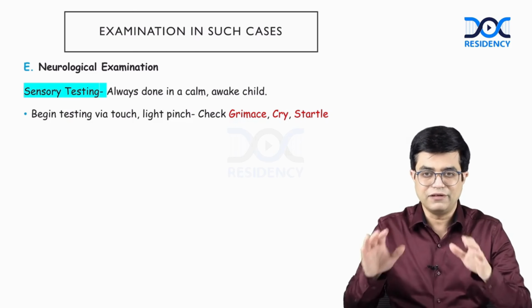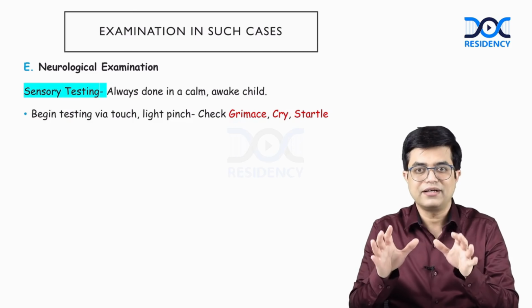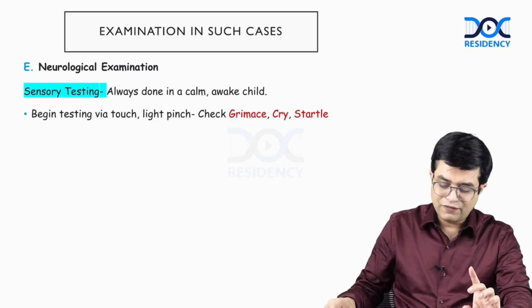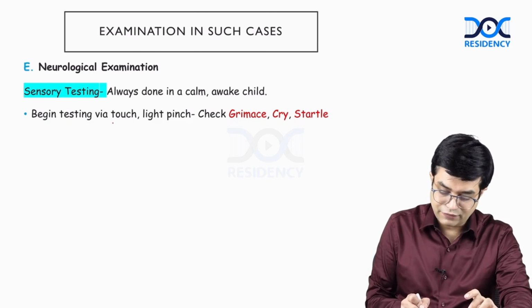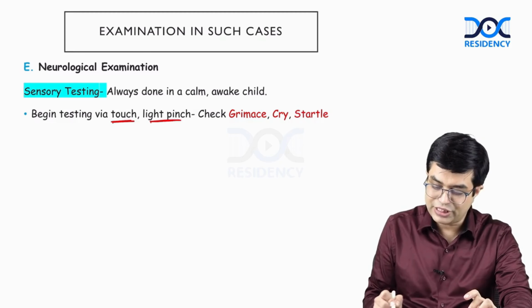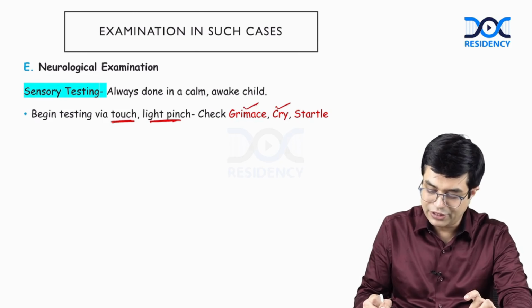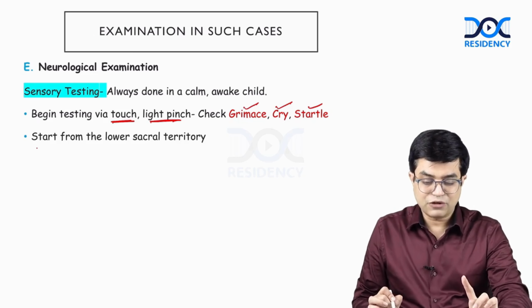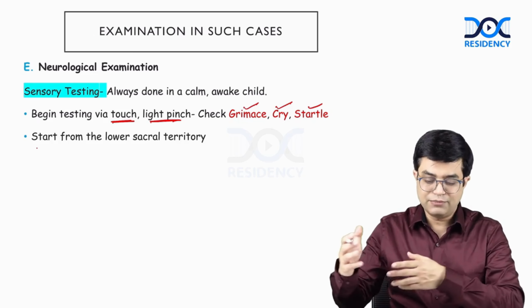If it is a crying child, you will wait and let the child get calm, and then you will perform the sensory testing. And we always begin testing via touch and light pinch, and we check for any grimacing, any cry, or any startle in the child, right? So we always start from the lower sacral territory and then proceed upwards.